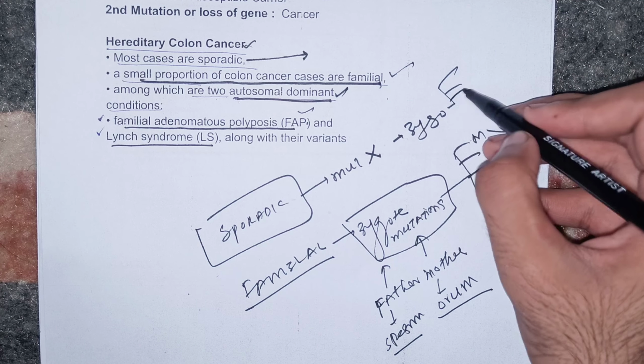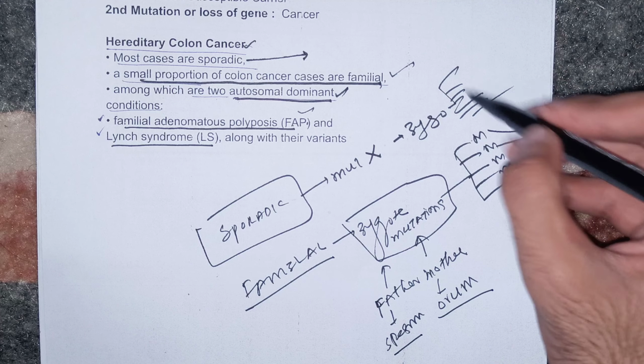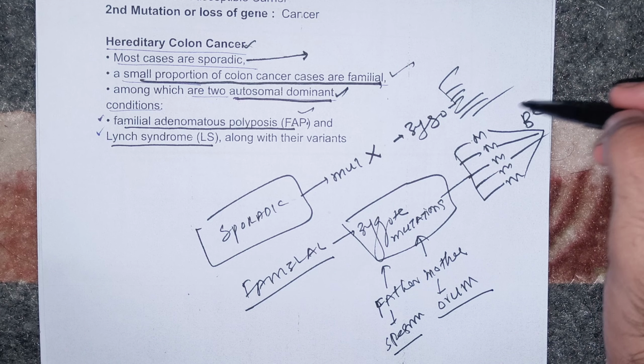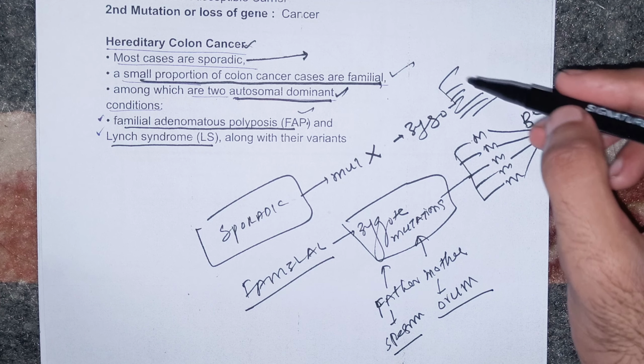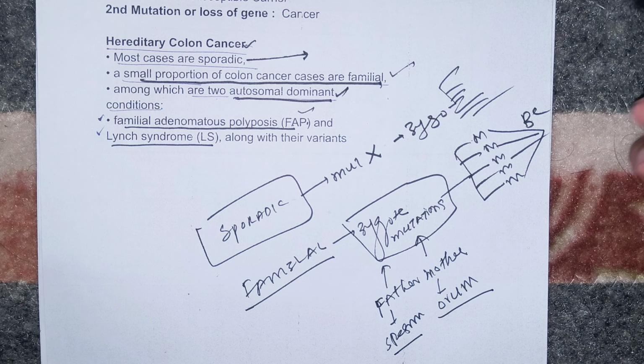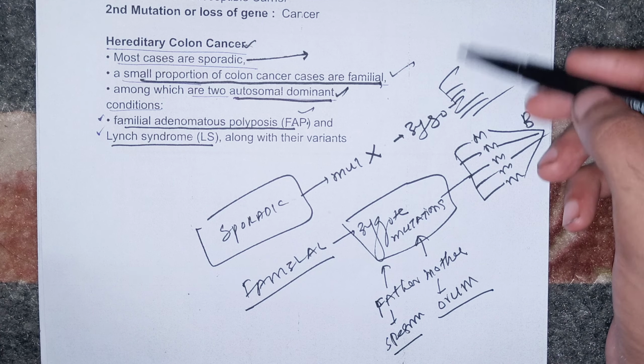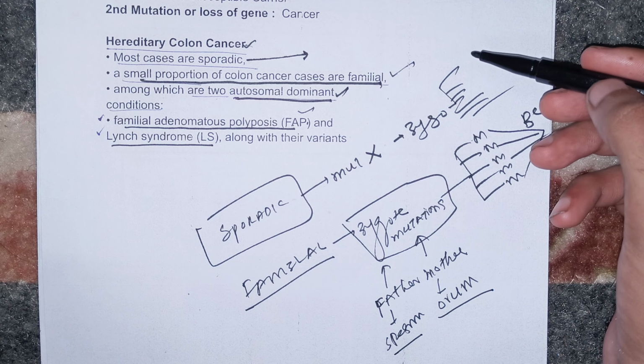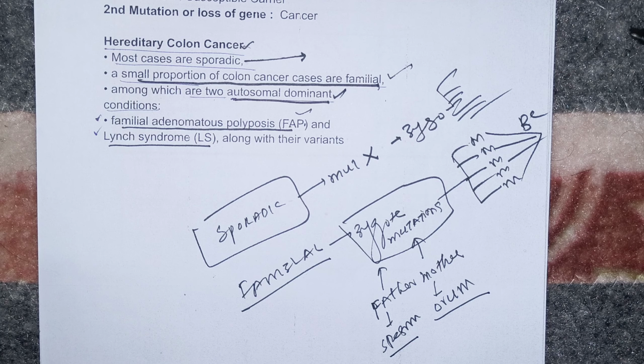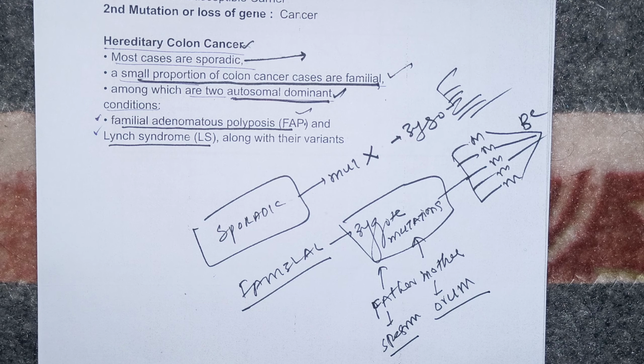Zygote then develops into thousands of cells, and out of those thousands of cells, any time in your life when you are 30-year-old, 40-year-old, any of these cells may develop a mutation and you may develop the condition that will surely be sporadic and not familial.